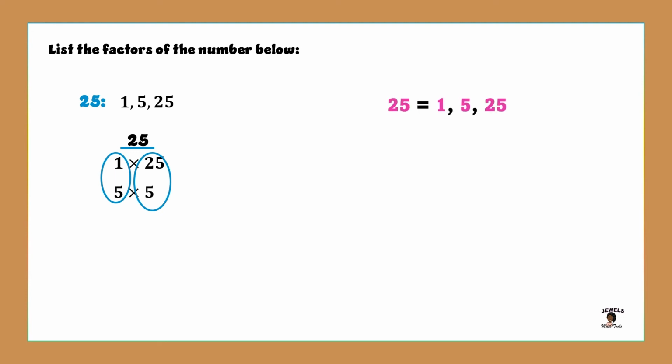And now let's look at pairing of these numbers. So again, in pairing of my numbers, I will have 1 times 25 to give me 25. And 5 is the only number that is isolated or singled out by itself.